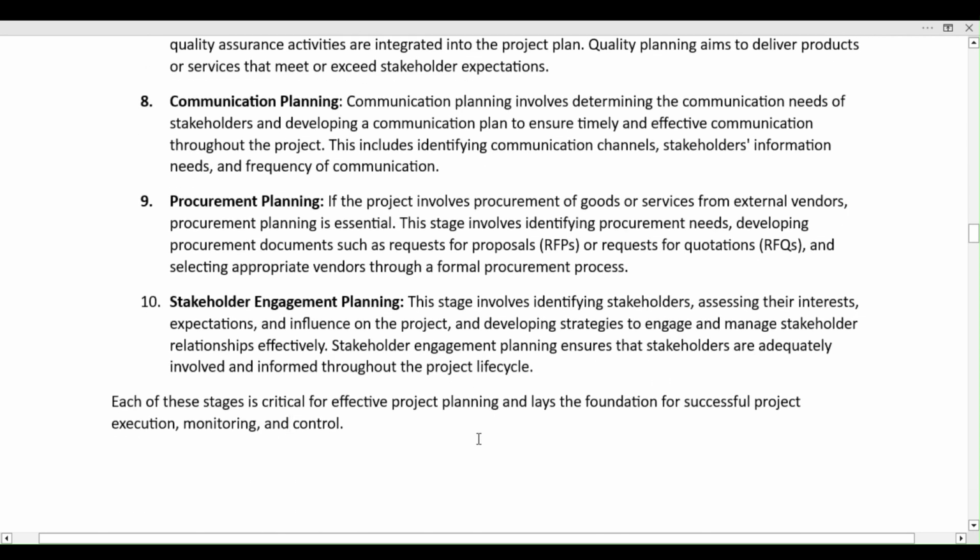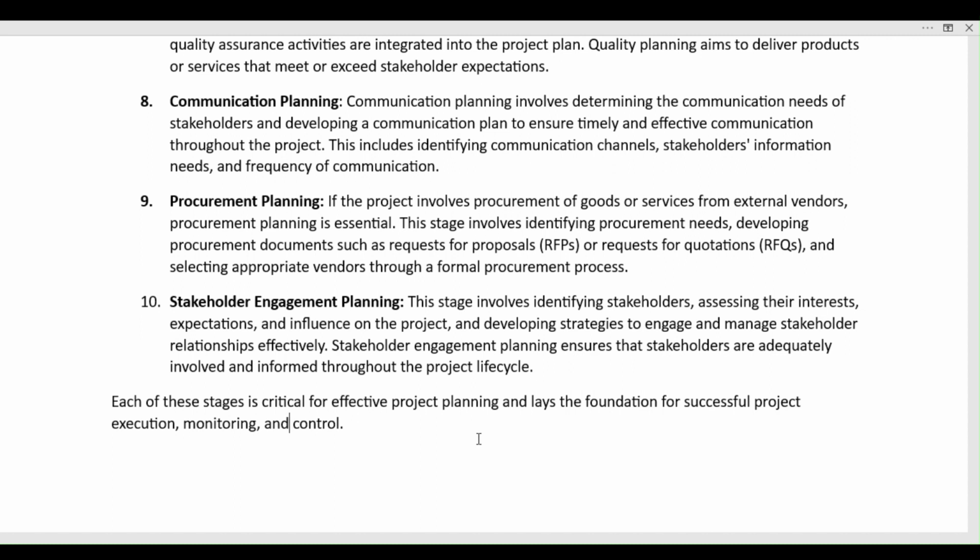Let's move on to the next one, which is procurement planning. If the project involves procurement of goods and services from external vendors, then procurement planning is essential. This stage involves identifying procurement needs, developing procurement documents such as RFPs, which is a request for proposal, or request for quotations, and selecting appropriate vendors for the formal procurement process.